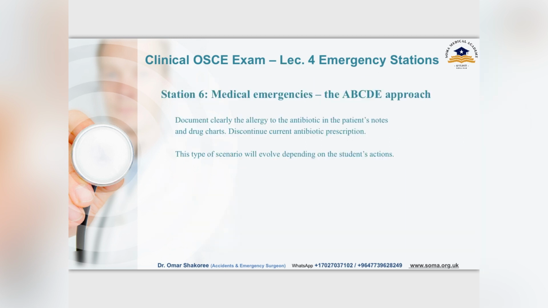After that, you have to document clearly the allergy to the antibiotic that happened for this patient. This is the last thing to do for this patient on the drugs chart, and discontinue the current antibiotic prescription. This is very important, though not in the emergency station. After you finish the station, the examiner will ask you what else to do, which is to put a note on the patient file that this patient has an allergy to this antibiotic.